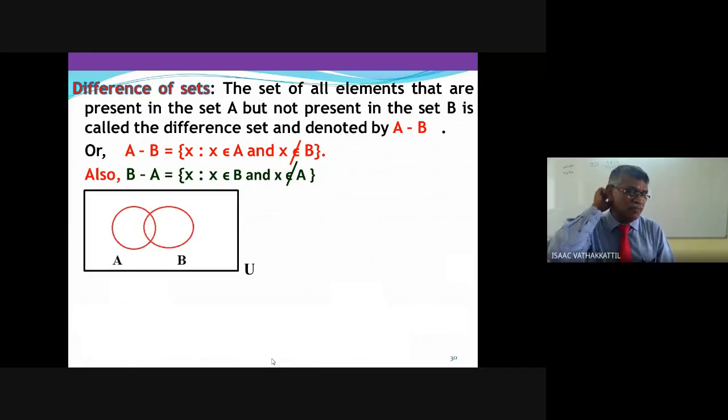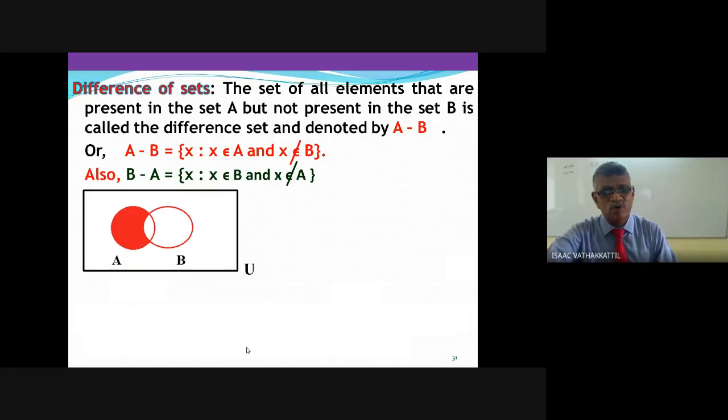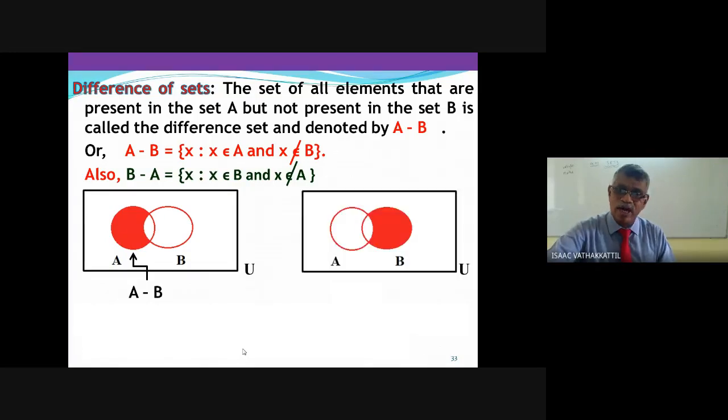Look at the diagram, A and B. A minus B means from A, remove the B portion. You get A minus B. What about B minus A? From B, you remove the A portion. You get B minus A. Look, where is A minus B? Where is B minus A?